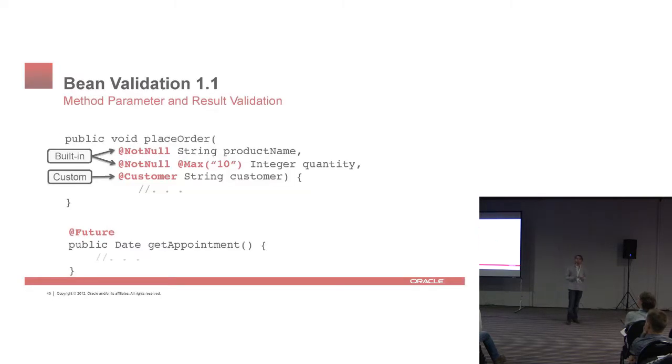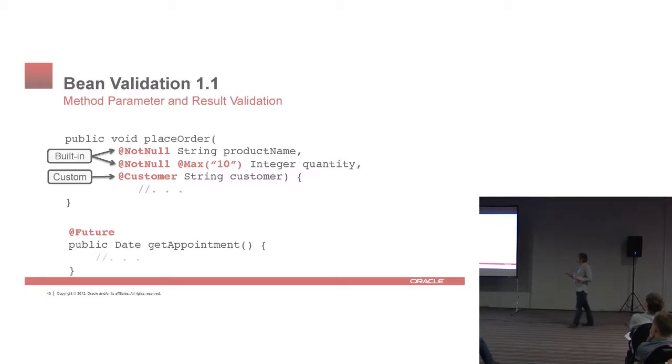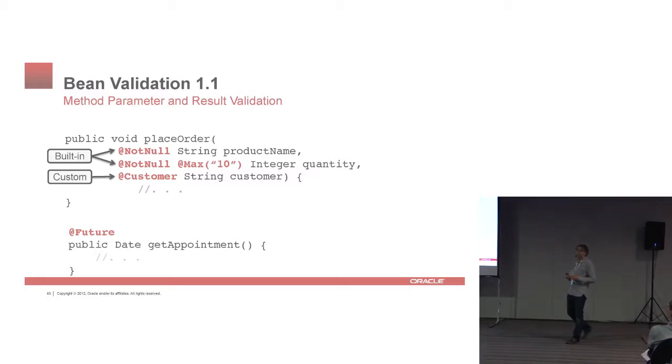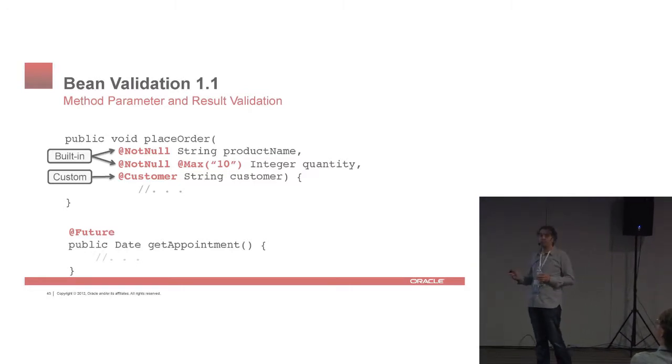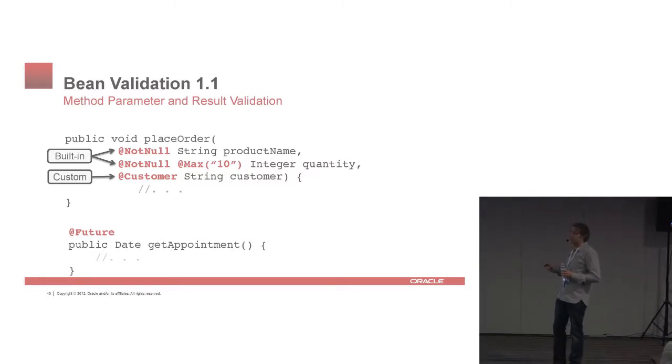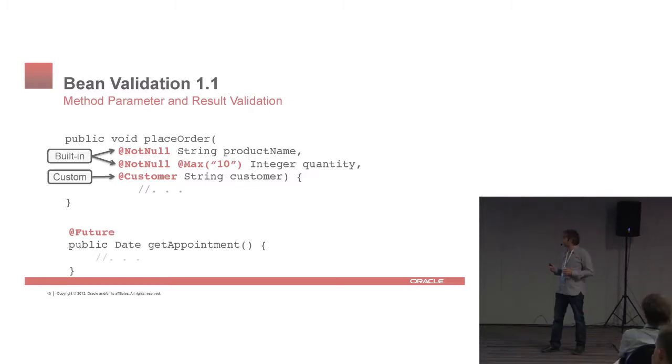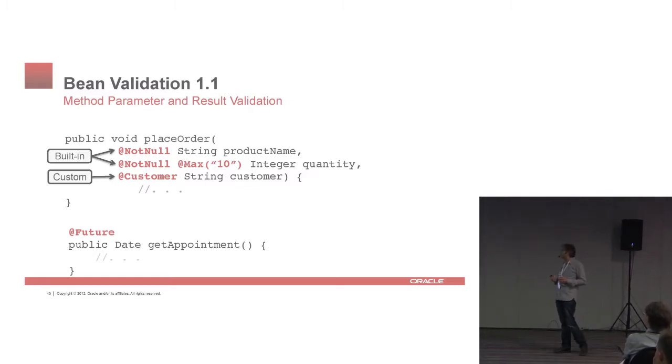We can do validation on method parameters and method returns. So in this case, I'm doing validation on the parameters of the method. I have a placeholder method. I don't want the product to be null, and I want a quantity between 1 and 10. And finally, I also want to do validation against the customer using a custom validator.